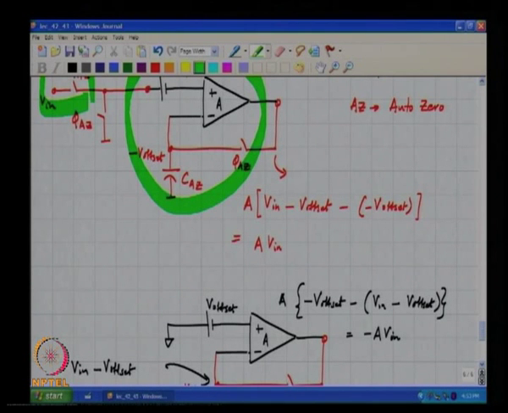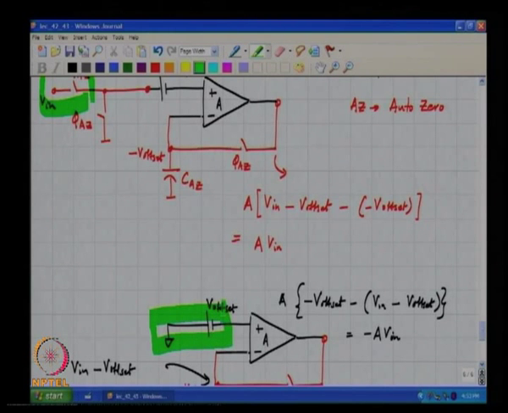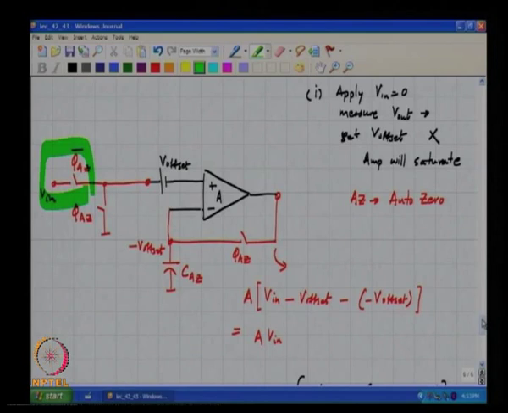As far as offset cancellation is concerned, as far as estimating offset is concerned, in fact if I remove the input, correct. One crucial difference between both these schematics is that this node is always connected to ground in the latter case, whereas here that is not true.